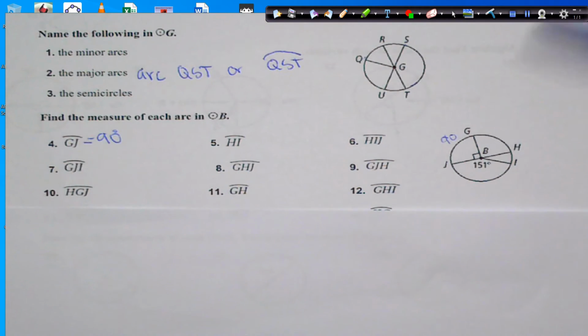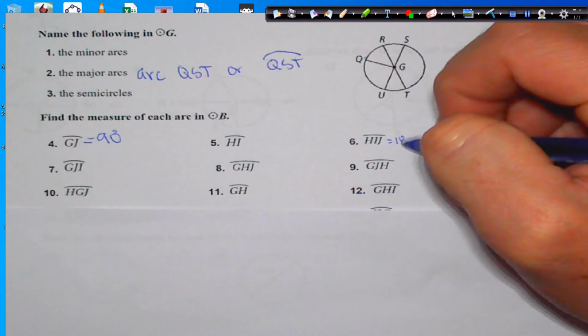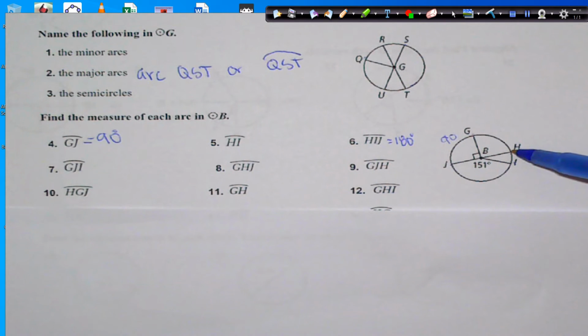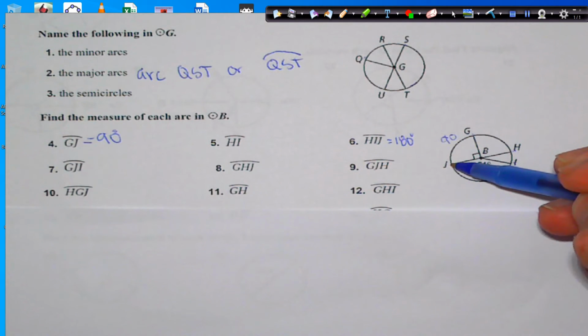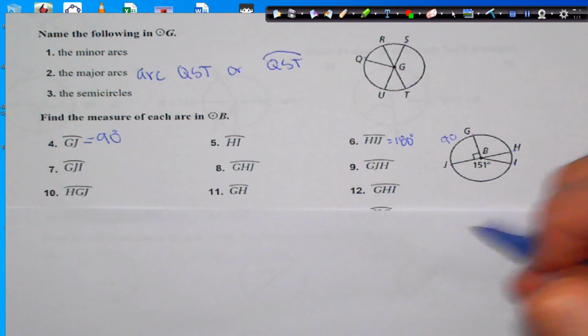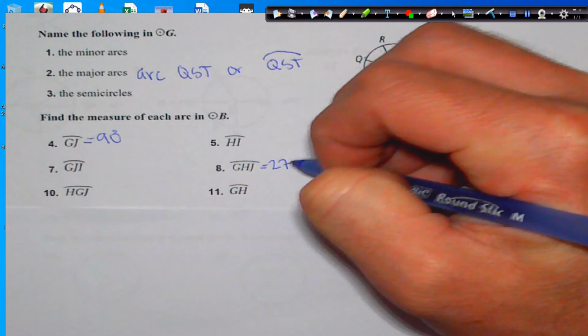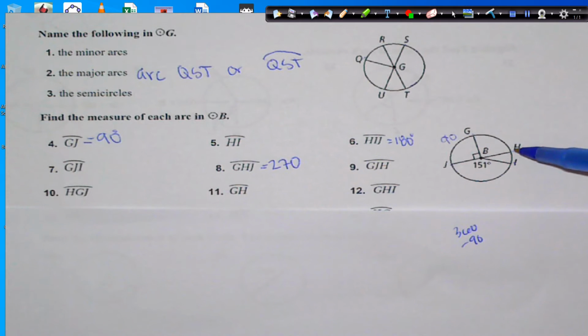Number 6, HIJ. Well, HIJ is just the same thing as just HJ, so that's just the diameter, which is 180. So that one's nice. GHJ. So GHJ is everything but 90. So I can actually do 360 minus 90. So that's going to give me 270. Number 10. HGJ. That's also 180. Just the diameter.